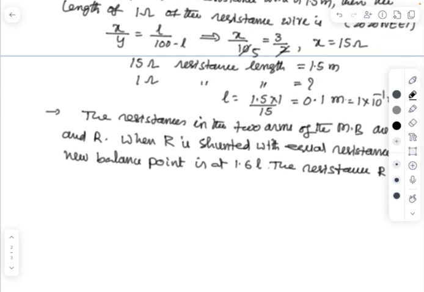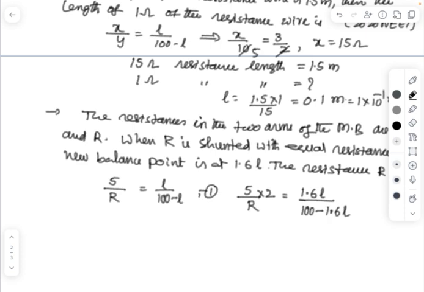In the first case, R is there, 5 by R equals L by 100 minus L. Second case, this is the first one. Second one, 5 and another connected in parallel. R parallel equals R by 2 equals 1.6 L by 100 minus 1.6 L.